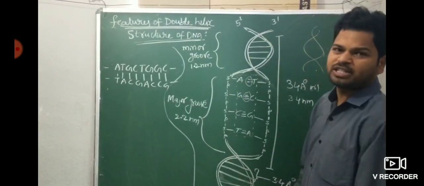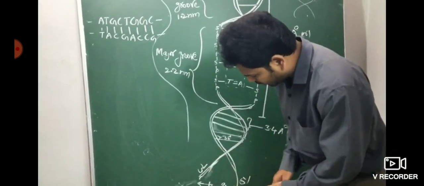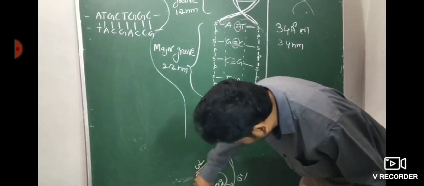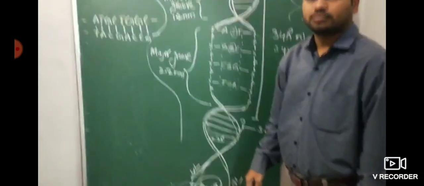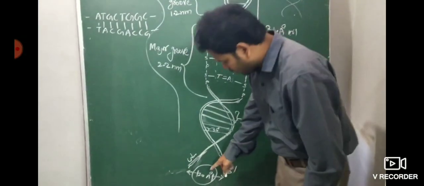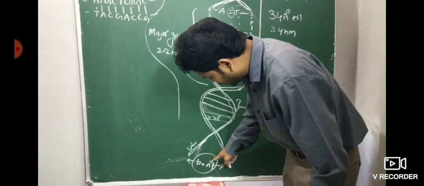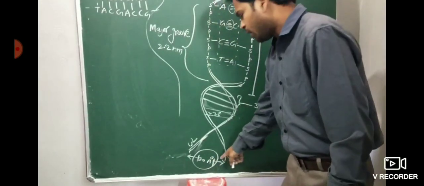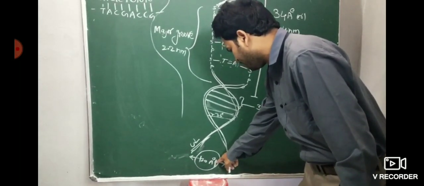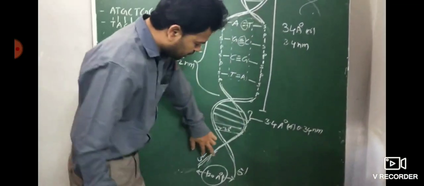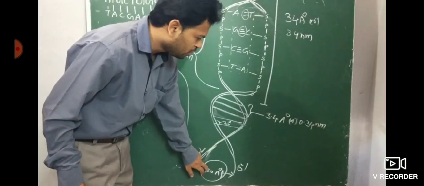And now measurements of the DNA. The diameter of the double helix structure of DNA is 20 angstroms. 20 angstroms is 2.0 nanometer. Or sometimes the distance between the two strands of the DNA is also 20 angstroms, or 2.0 nanometer.